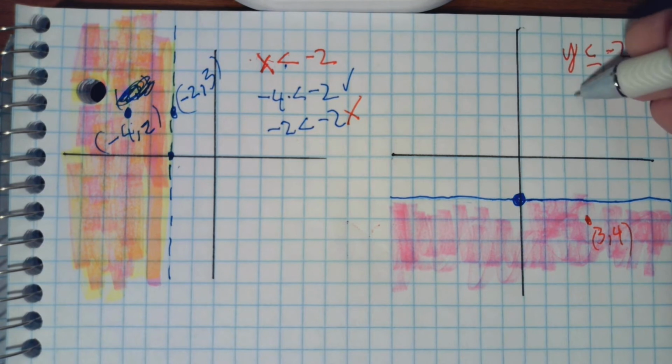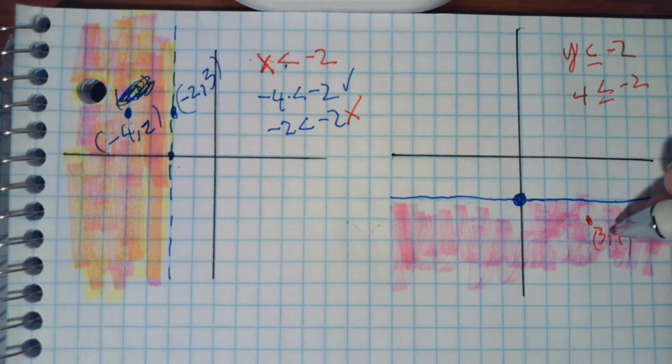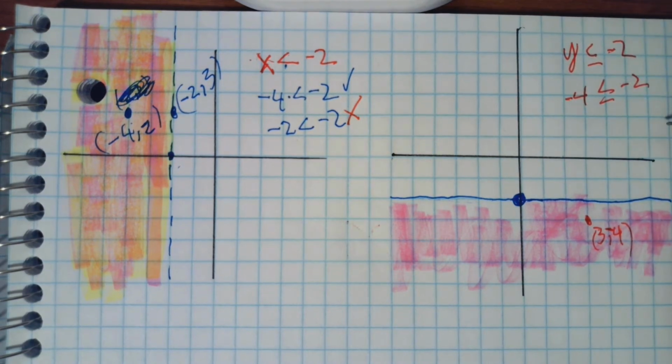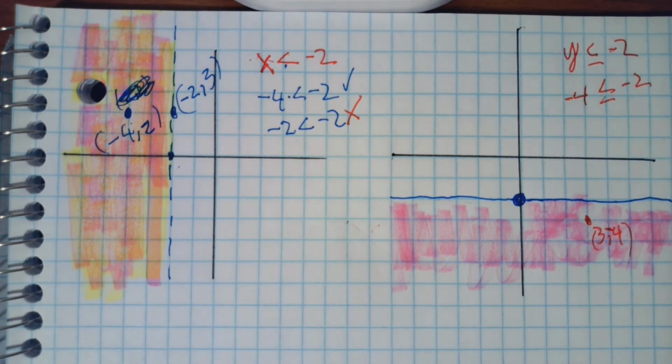So this test point, let's see if it works. Well, I need to do the y value here. So 4 is less than or equal to negative 2. Is that true? That's not. That's a negative 4. So negative 4 is less than or equal to negative 2. That is true. Okay, it's in the color part. It is true. All right.